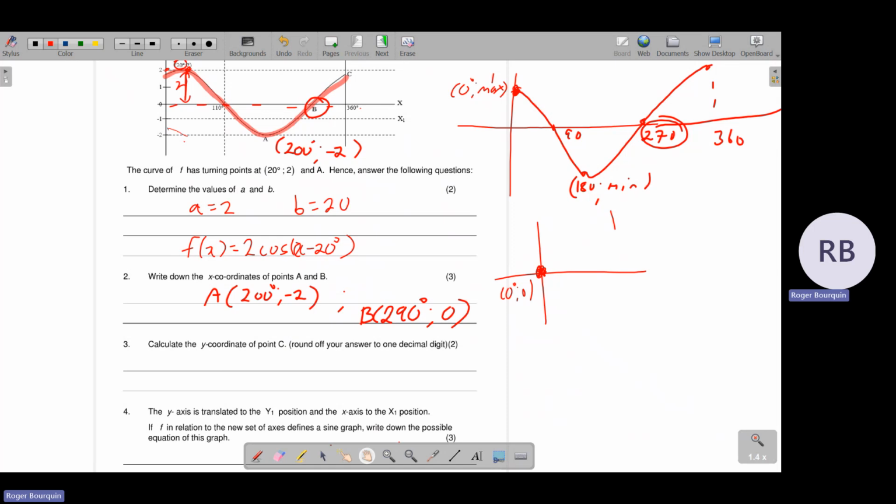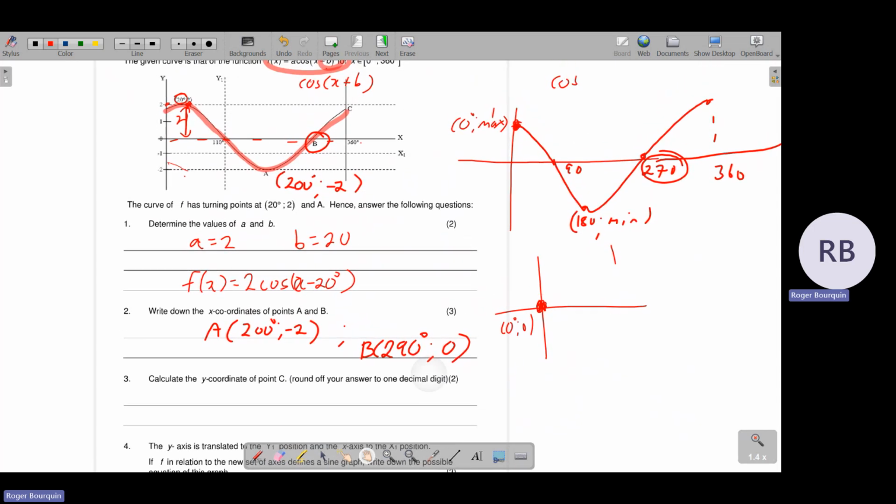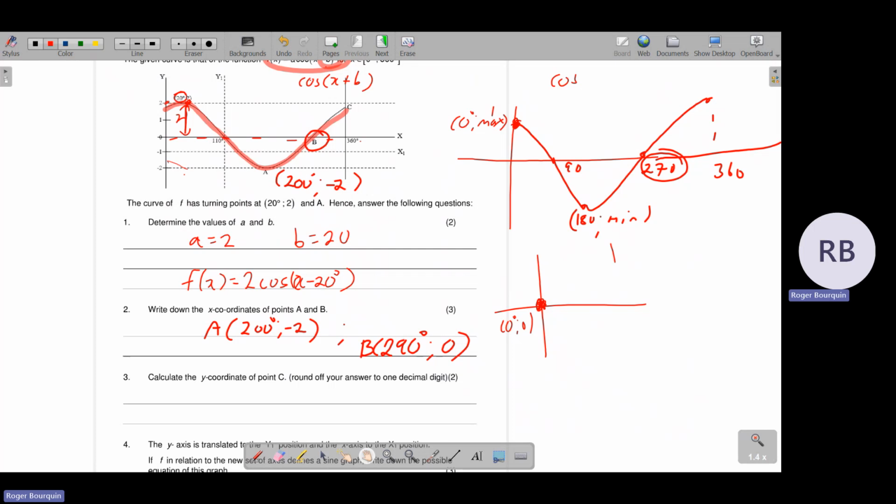Okay. Right. Next one. Calculate the y coordinate of point C. Where is point C? Suggestions. If you've got a graph, and you know any graph in the world, whether it's a trig graph, parabola, hyperbola, if you know an x coordinate, how do you find the y coordinate that goes with it? Sub it into the equation. Do you know the equation of this graph now? Yes. What's the equation of this graph? 2 cos(x minus 20). So what are you going to do? Sub in x is equal to what? Right, off you go.